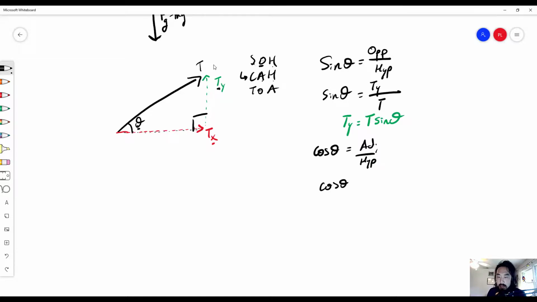So we can rewrite this to say Tx divided by the hypotenuse, which is T. And if I were to ask you, what is Tx? You would say that Tx is equal to T cosine of theta.